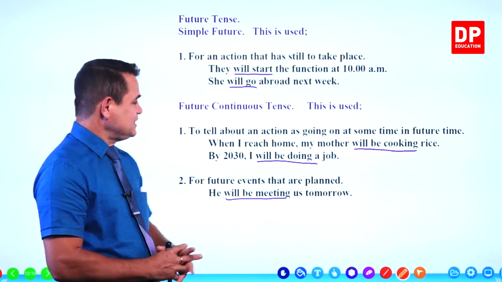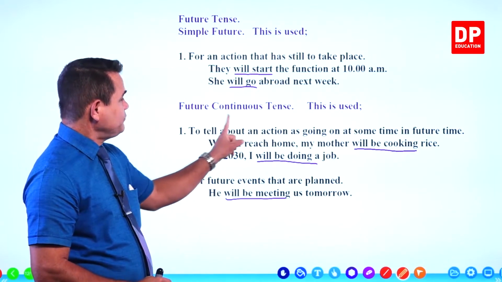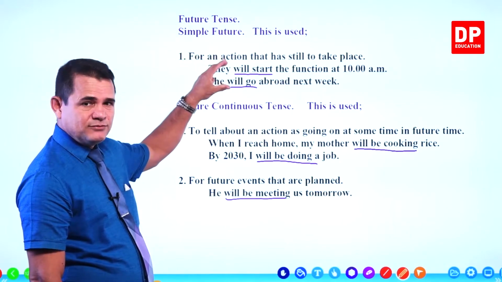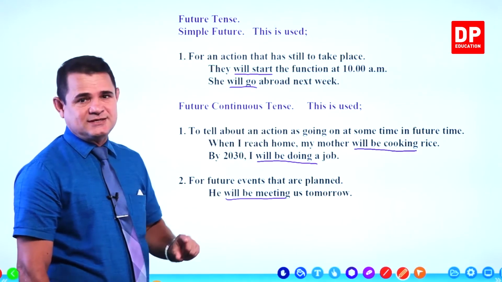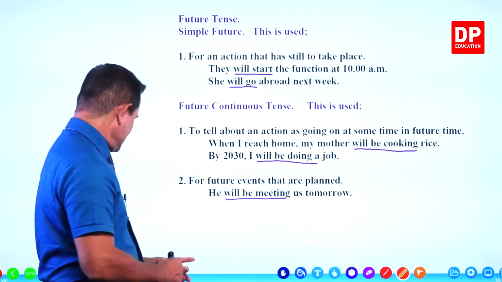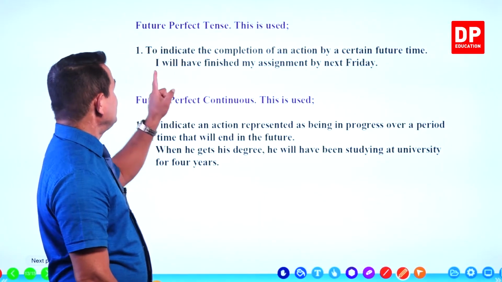Right? You can use this tense, that is future continuous tense, in these two ways. Now you know how to use simple future and future continuous tense. And remember them and use it. And the next one. Future perfect tense. Now first simple future, future continuous, now the future perfect. Let's have a look at it.